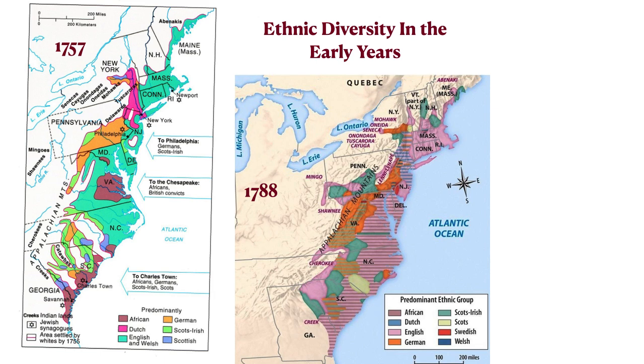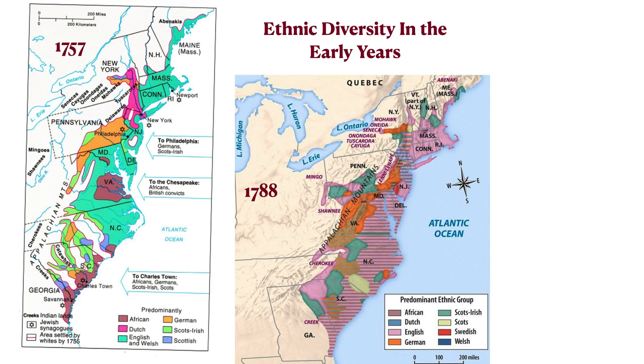Another slide I want to spend a little bit of time on is the map to the left, showing ethnic diversity in the early years of the Republic. In the case of the map on the left, before the Republic was established. I'll focus on the one on the left. The one on the right is important, but it's a little harder to read. So interested people can look at that on their own time.